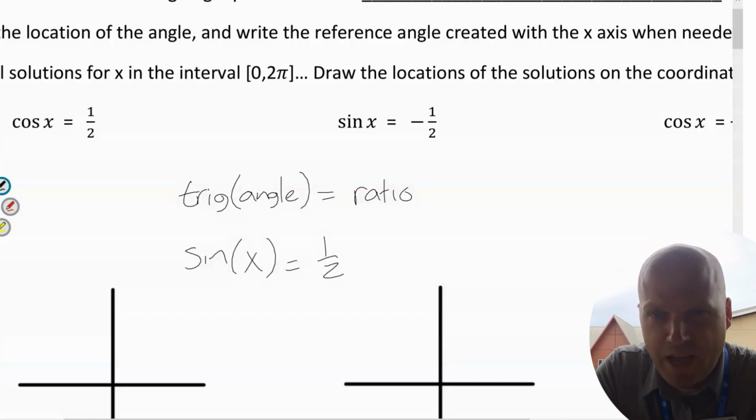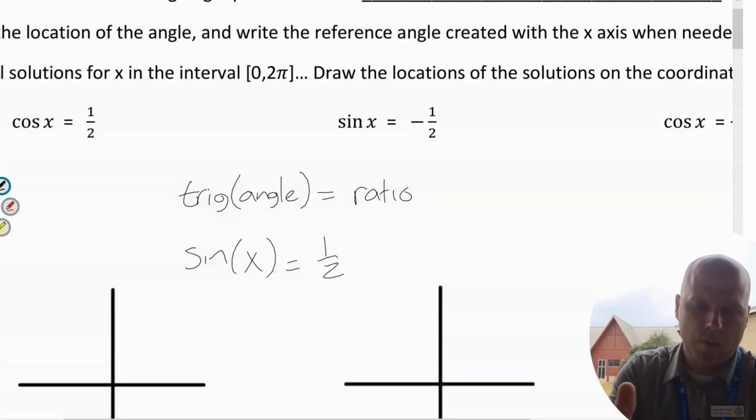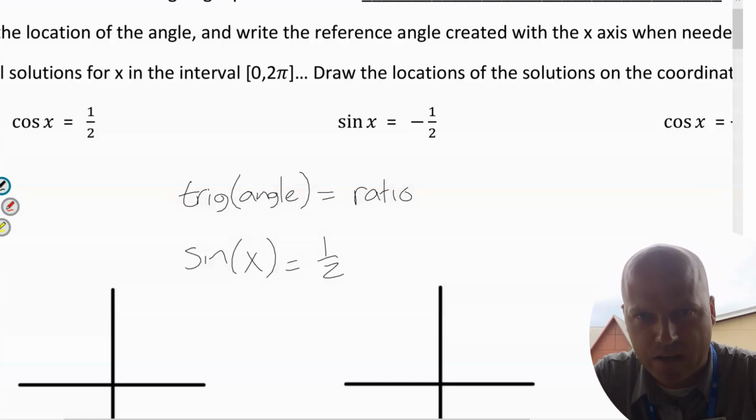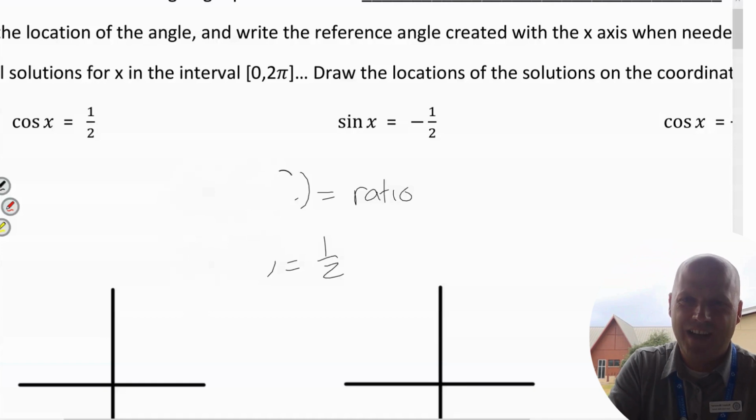So we're going to be having answers that have pies in them because radians are all involved with distance around the unit circle. The circle's circumference is 2 pi r, r being 1. So we're looking for answers with pies except for the angle of 0. This is great. How do we do this?